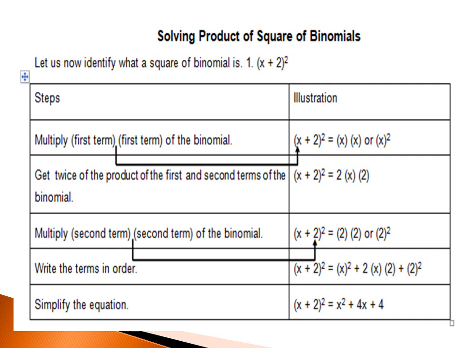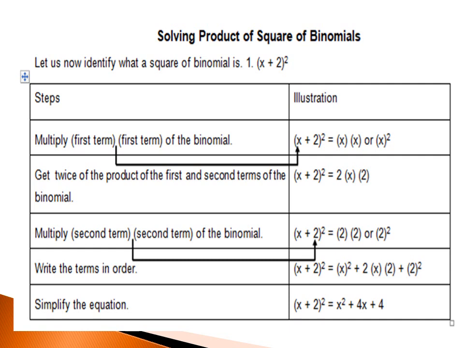Next, we have solving product of square binomials. Let us now identify what is a square of binomial. In number 1 example, we have x plus 2 squared, or the quantity of x plus 2 raised to 2. Steps: multiply first term times first term of the binomial. We have x times x, we have x squared.